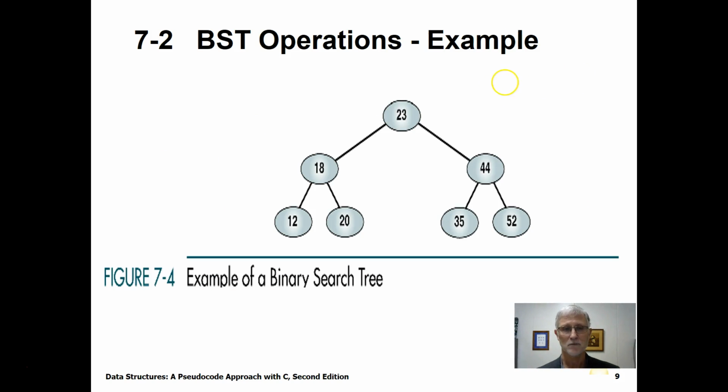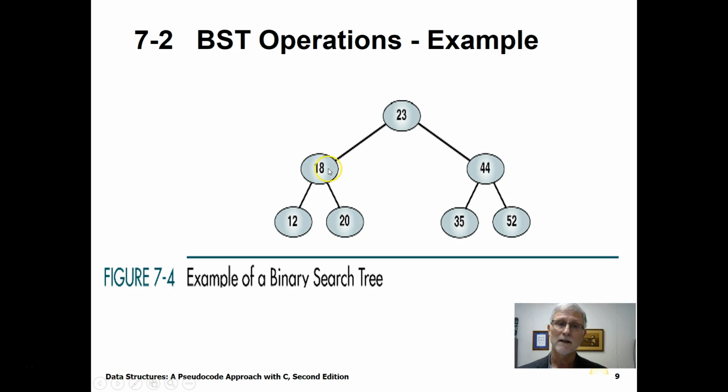So we'll use this binary search tree, and let's just make sure it is a binary search tree. What have I got? Notice that 18 is less than 23. That's correct. So is everything to the left of this greater than 23? 1, 2, 3. Yep. Everything's greater than 23. Is everything to the right of it less than 23? And the answer is no.